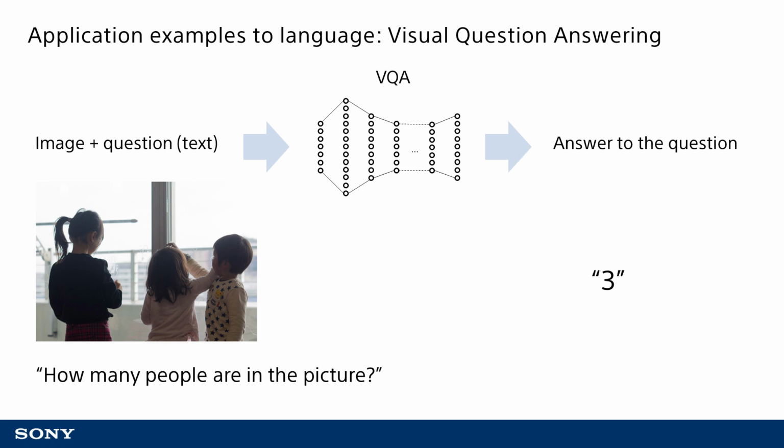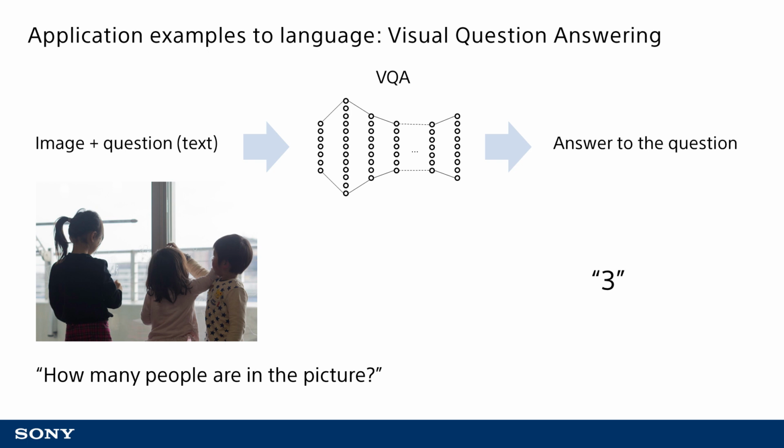A combination of images and text can be set as the input and output as well. For example, in the case of application for visual question answering, a combination of images and text is taken in as the input. Here, the text is a question about the image. The output from the neural network is the answer to the question about the image.